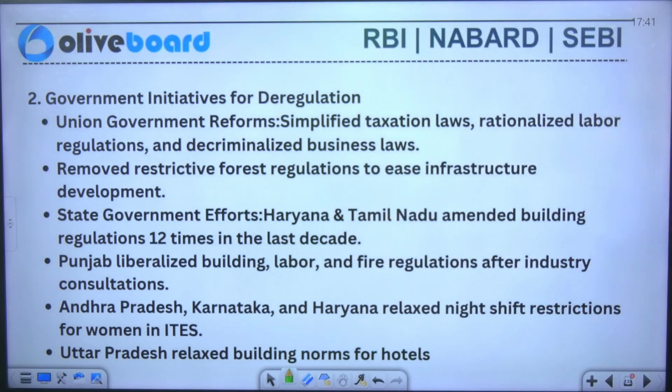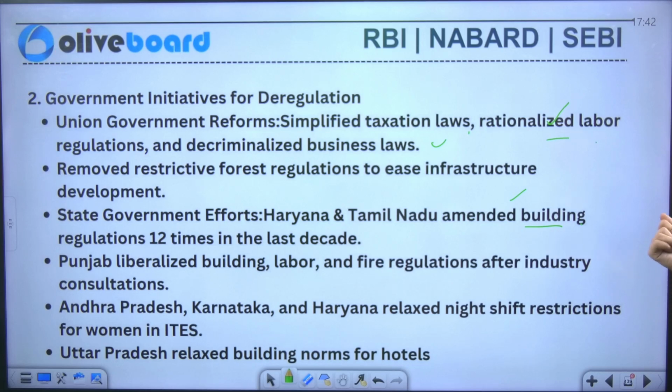Now what are the key initiatives for the deregulation? So you can see that union government reforms are there, that simplifying the taxation laws, rationalize your labor regulation, decriminalize your business laws. Similarly state government के efforts की अगर बात करूँ, so states of Haryana and Tamil Nadu amended building regulation 12 times in the last decade.